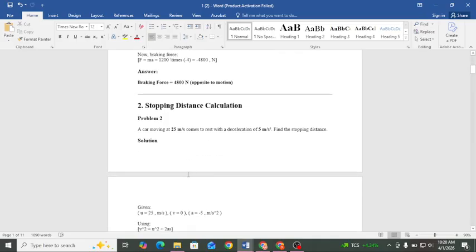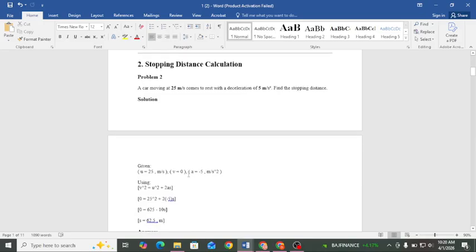Next problem is the stopping distance calculation. Problem number 2: the car is moving at 25 meter per second and comes to rest with a deceleration of 5 meter per second square. Find the stopping distance. The given values: u, the initial velocity, is 25 meter per second, the final velocity is 0, and the acceleration, the deceleration or retardation, is minus 5 meter per second square.